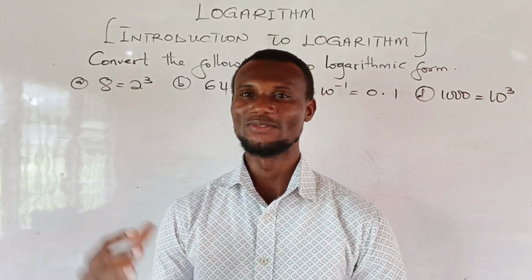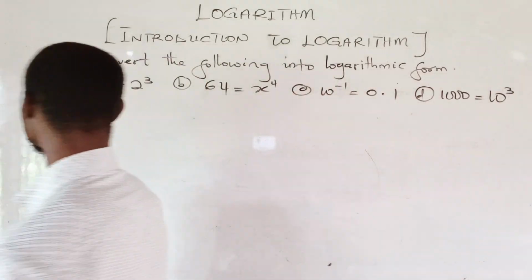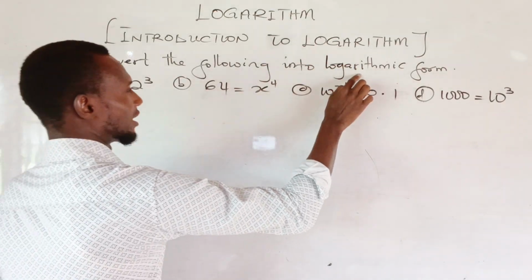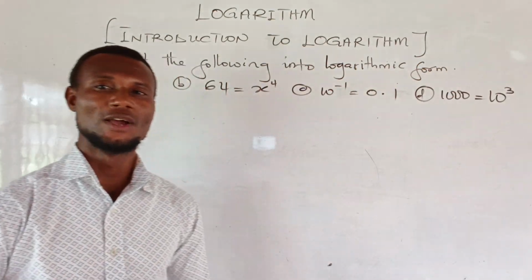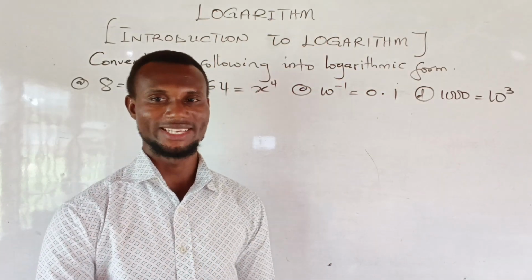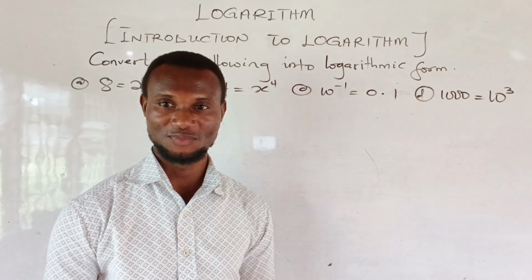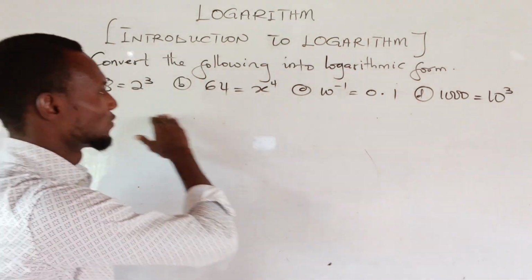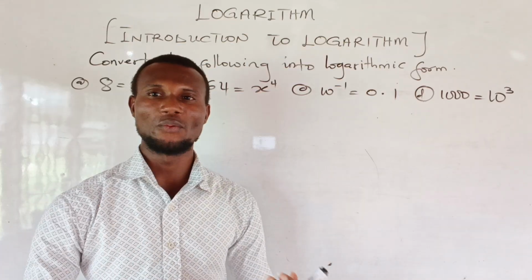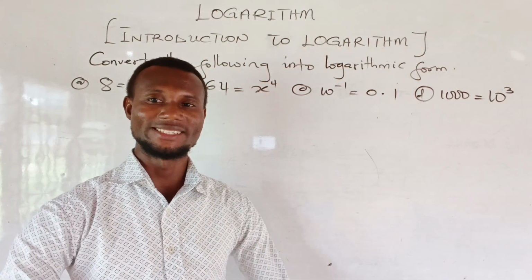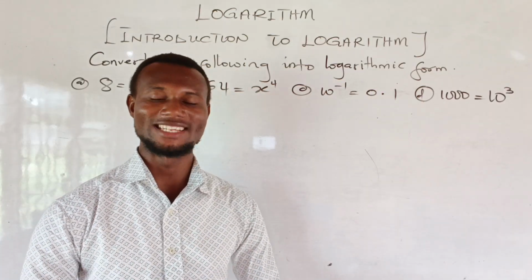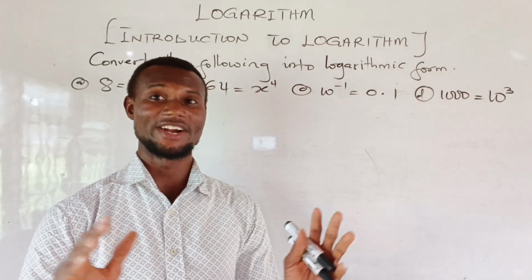Let's go ahead and look at the question that I have on the board. It says convert to logarithmic form. It simply means that we are to write it in a way that we are going to have log inside them. As simple as that. This equation that we have here doesn't contain any log, so we are going to write it in such a way that we have log inside them. That's all that the question is asking us to do, and it's very simple.